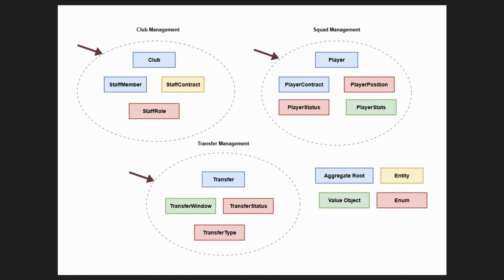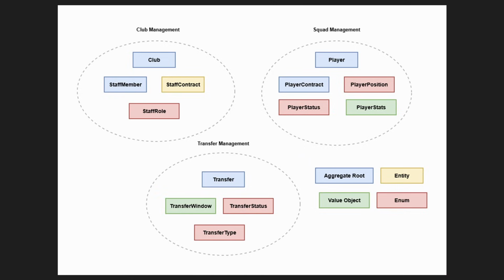Similarly, squad management is all about players. It deals with players, their positions, their statuses, and their contracts. And finally, we have transfer management that deals with transfers, transfer windows, and transfer statuses. Each bounded context is independent, they don't share internal models, and they only communicate through contracts and events. This is why domain-driven design scales so well.